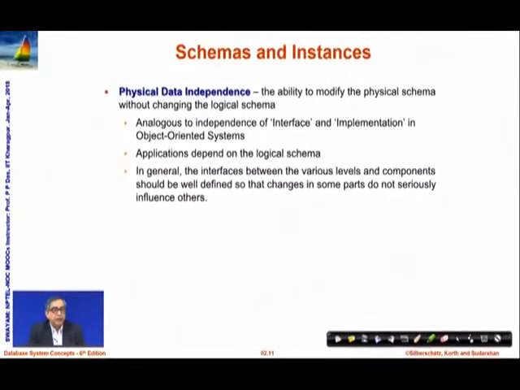So, this property of a database schema is very required, which we call physical data independence, or the ability to change the physical schema without actually affecting the logical schema or the view level. That will be a critical factor that we will have to keep in mind.